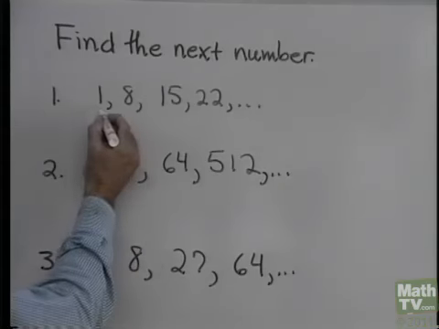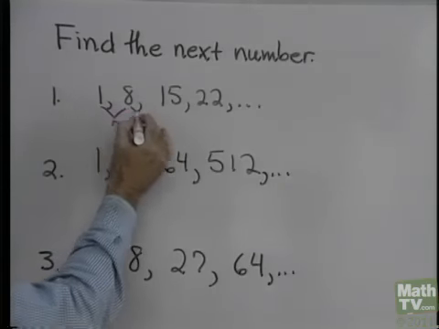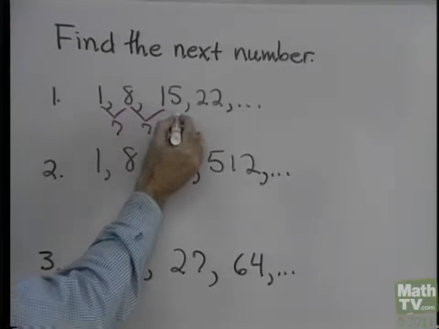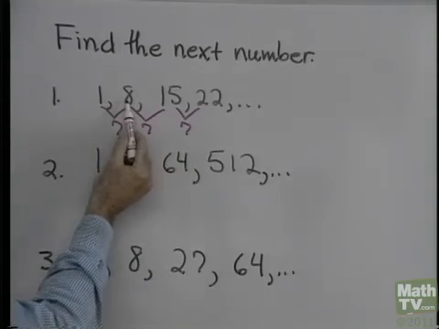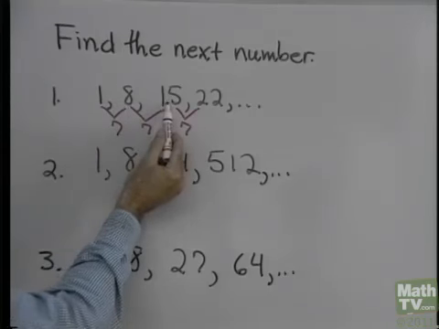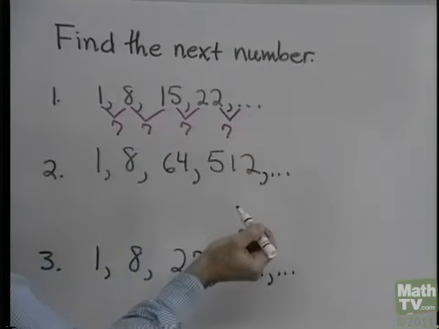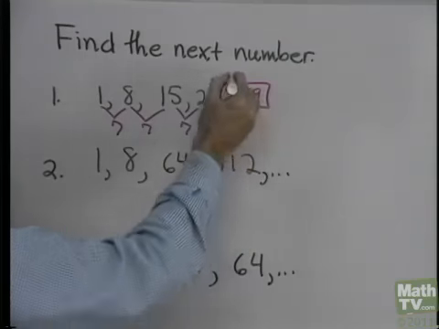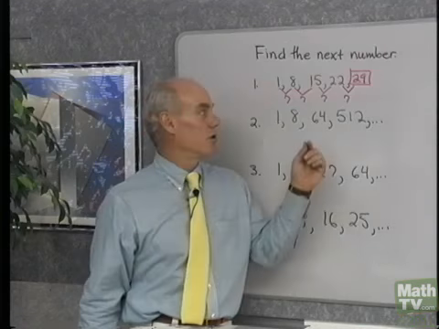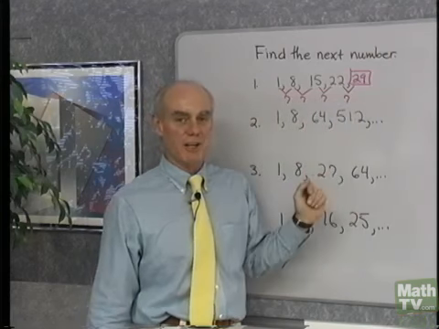Now, the first thing I do is look to see if subtracting 2 consecutive terms in the sequence always gives me the same number. In this case, it does. 1 plus 7 is 8, 8 plus 7 is 15, 15 plus 7 is 22, so if I add 7 on again, I'm going to get the next number in the sequence, which will be 29. Now, when we have a sequence in which each term comes from the previous term by adding the same number each time, that's called an arithmetic sequence.